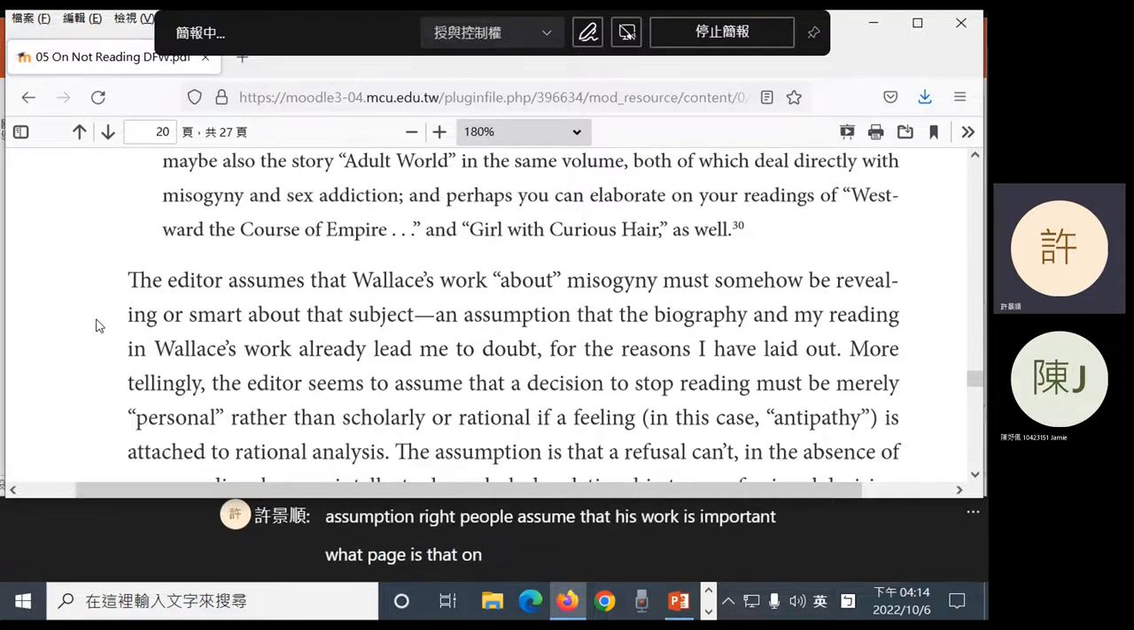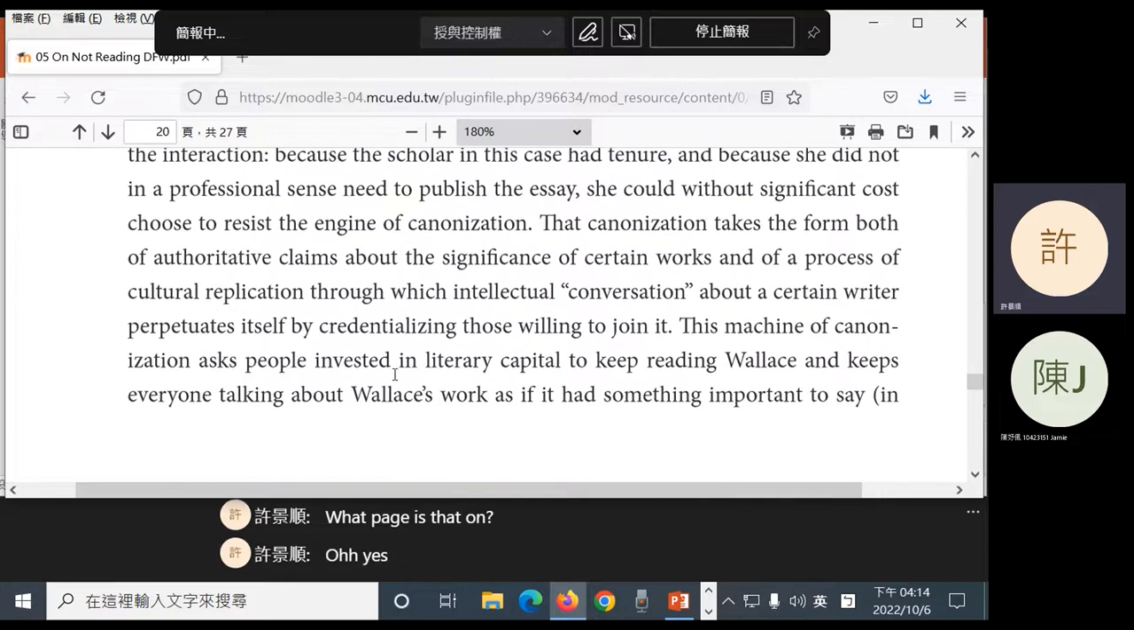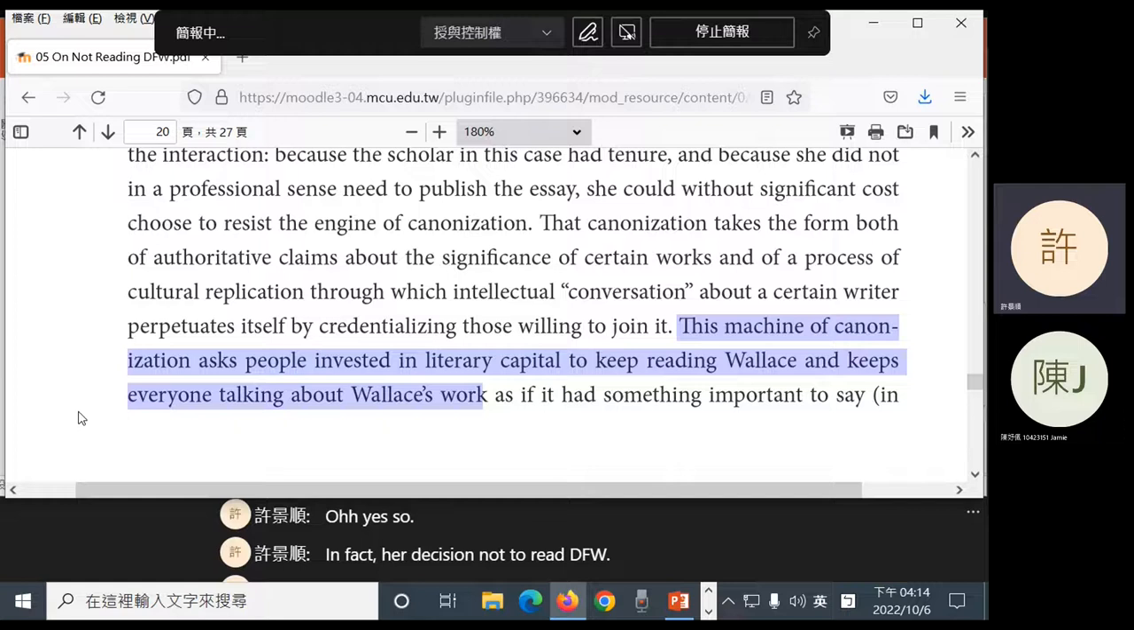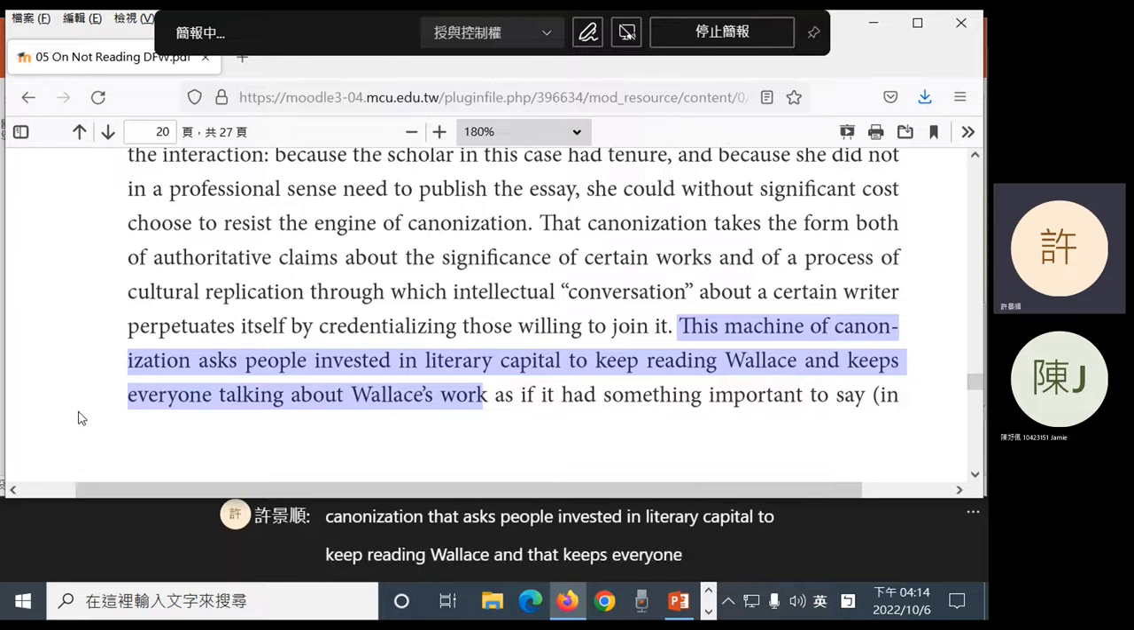What page is that on? Oh, yes. So in fact, her decision not to read DFW is a decision against what she calls a machine of canonization that asks people invested in literary capital to keep reading Wallace and that keeps everyone talking about his work. The assumption is that everyone should read him unless you have a good reason not to. But the author's assumption is that she should only read someone when there is a good reason to read them. So they're working from two different assumptions. And so one point of this essay, as group three will tell us, is that the author is trying to show why her assumption, you should only read if you have a good reason, is also a valid assumption.